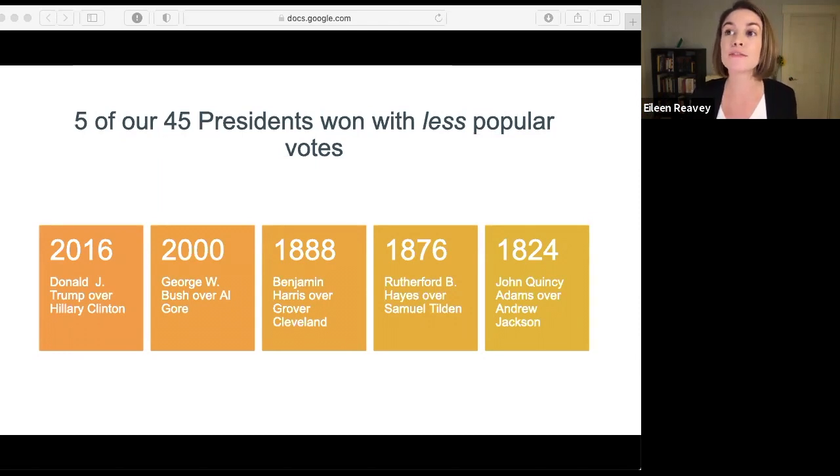So in 2004, if 60,000 voters in Ohio had voted for John Kerry instead of George Bush, John Kerry would have won the state of Ohio, he would have won the Electoral College and become the president despite a popular vote loss just shy of 3 million votes.